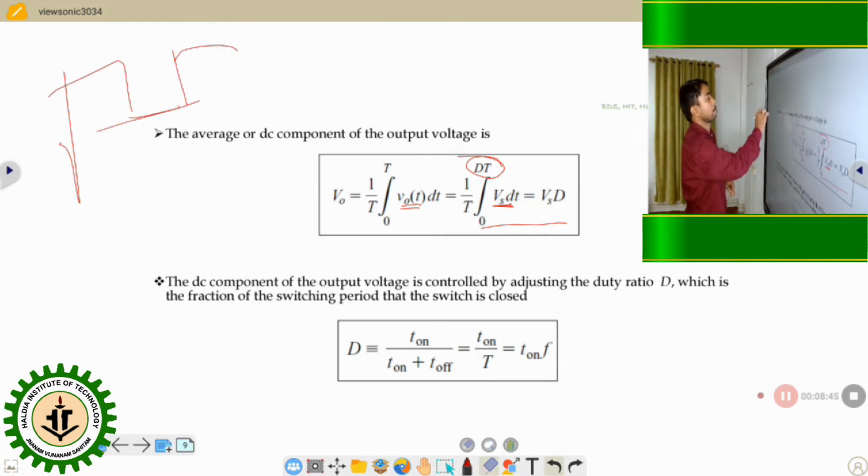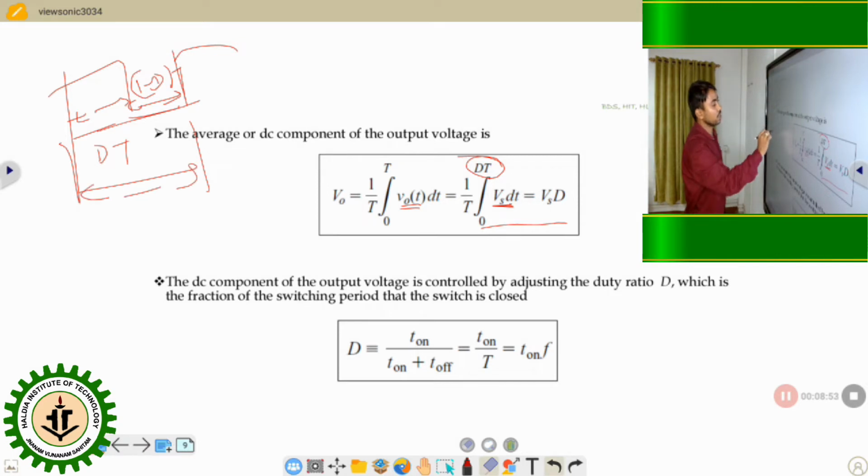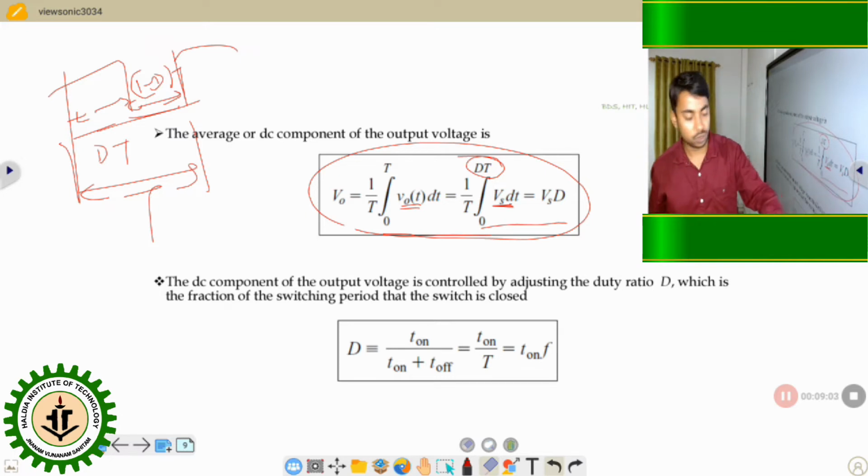So here this is dT, the on time, and here the off time is 1 minus d into T, and the total time period is T. So that's the simple equation. From this equation, we can see that the output voltage is equal to Vs into d. So the output voltage depends upon the supply voltage Vs and the duty ratio d. If we change this duty ratio d, we can get different output voltage levels as per our requirement. We can change the voltage just by changing the duty ratio. It is in our hand. We can control it. Clear?